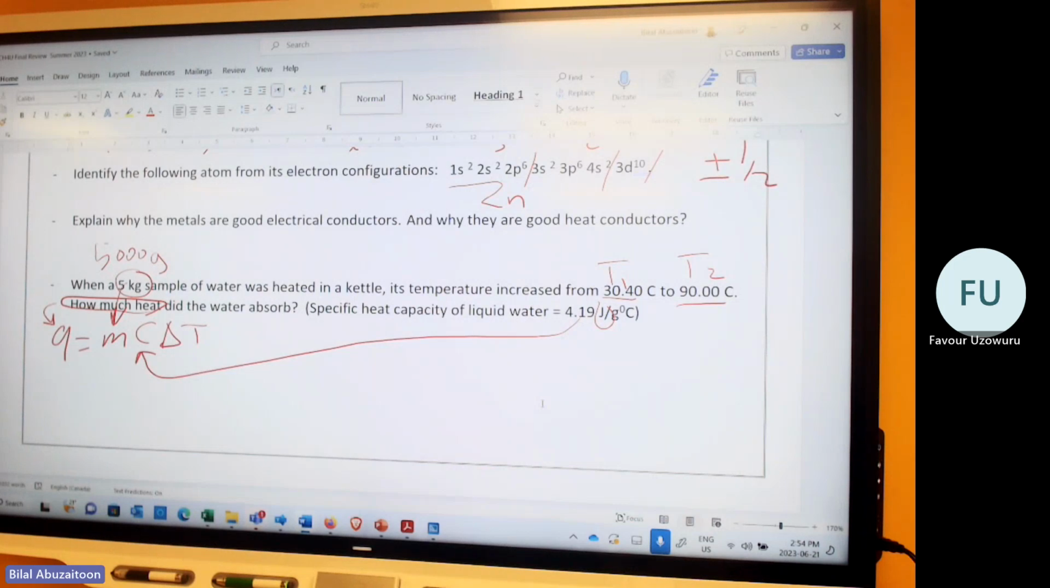You want me to solve this? So you have to convert. Looking for Q. How much heat? Heat.